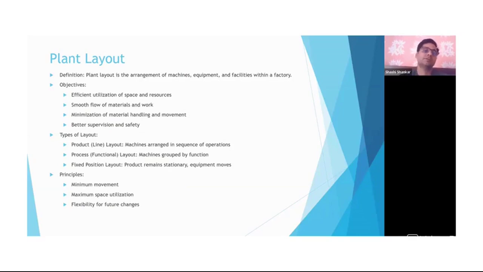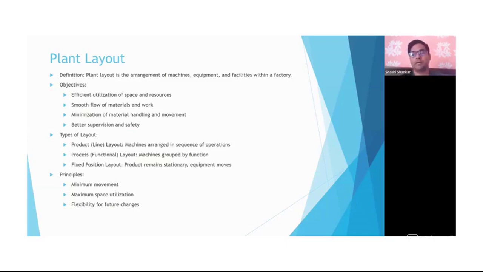Now talking about what is the objective to have the efficient plant layout. So objective is the efficient utilization of a space and resources, definitely. Smooth flow of material and work. So for an example, raw material placed in one of the department, which is suppose 500 meter or 1 kilometer or 2 kilometer away, it would be difficult for movement, right? So smooth flow of material and work, and then minimize of material handling and movement.